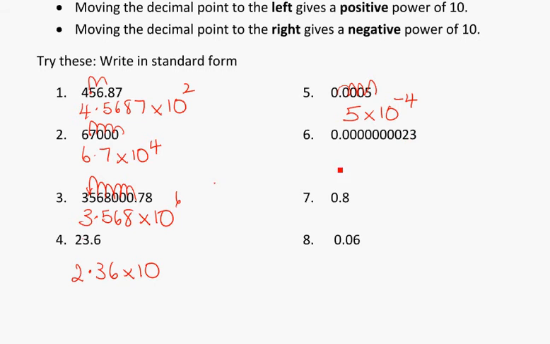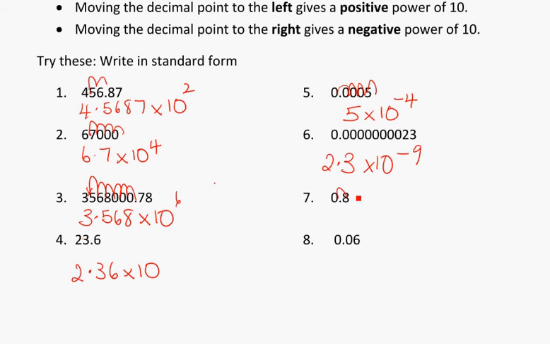Okay, decimal point between the 2 and the 3, so I know it's going to be 2.3 times 10. I know it's a very small number, so I know I'm going to have a negative. How many jumps to the right did I have to go? 1, 2, 3, 4, 5, 6, 7, 8, 9. So it's 2.3 times 10 to the minus 9.